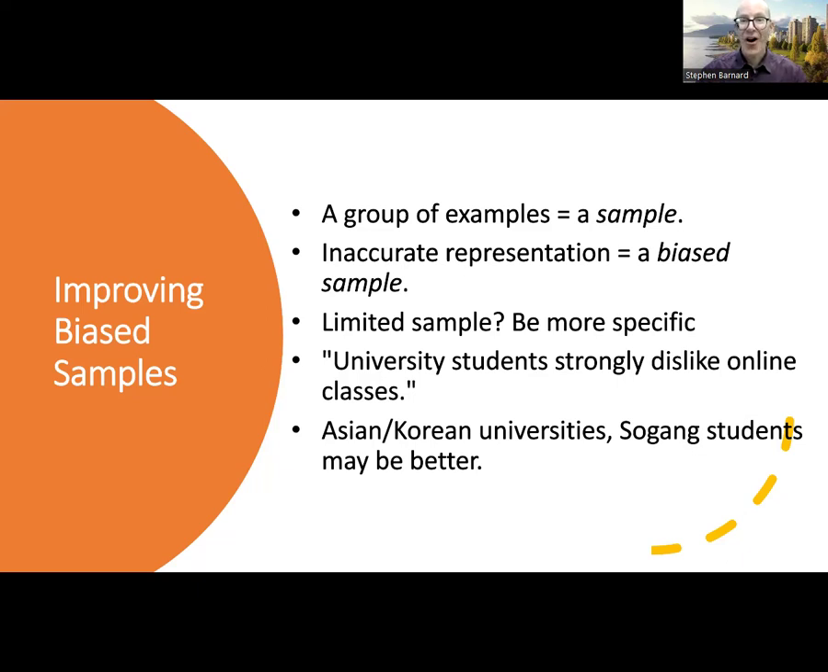let's take a look at where these students are. If I only asked Sogong University students, then it's probably a better idea to make a more specific generalization. Sogong students strongly dislike online classes, rather than saying all university students or most university students dislike online classes. If I could only ask students from China, Korea, and Japan, let's say I talked to a few thousand people in Korea, a few thousand people in China, a few thousand people in Japan. In that case, it might be better for me to focus my generalization on Asian university students. So depending on how biased your sample is or how non-representative it might be, the better thing might be to make your generalization focused on the sample that you do have.